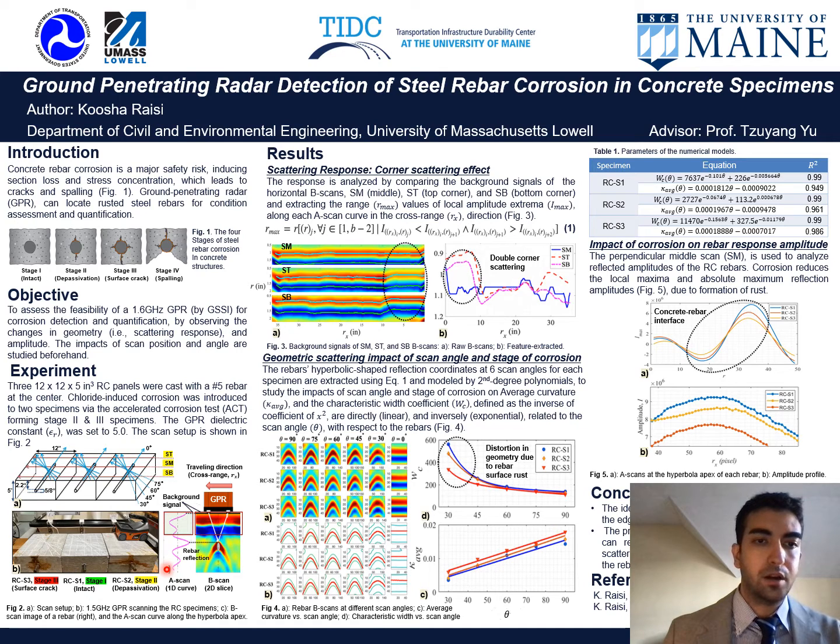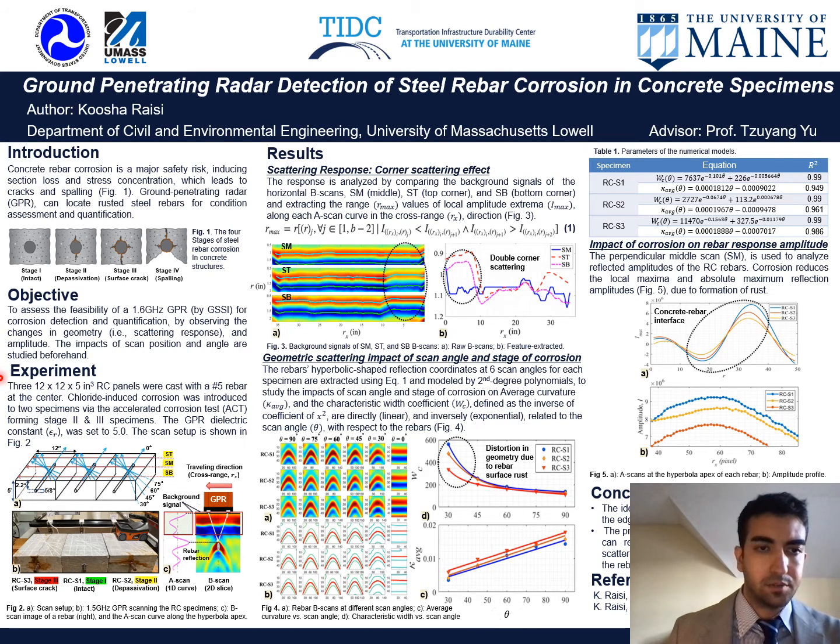We compare the three horizontal B scans that we got at the top, at the middle, and at the bottom, because we need to study the corner scattering effect. We want to see if being so close to the edges actually distorts our image and changes anything, and that might change important parameters in our results. Therefore, we look at the background signal.